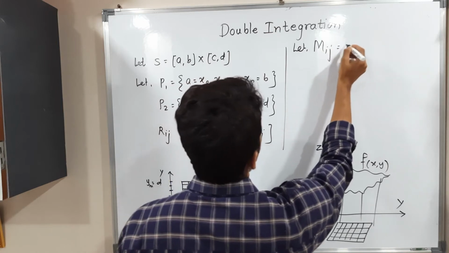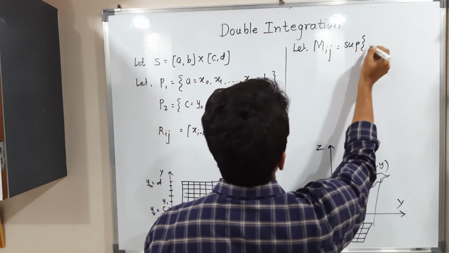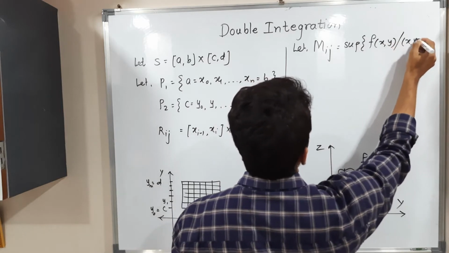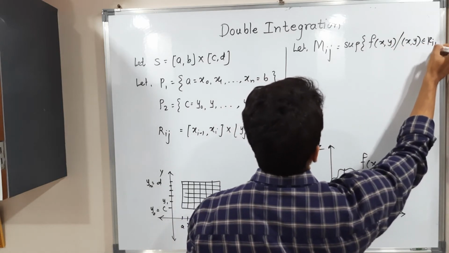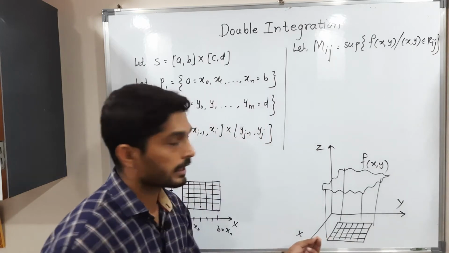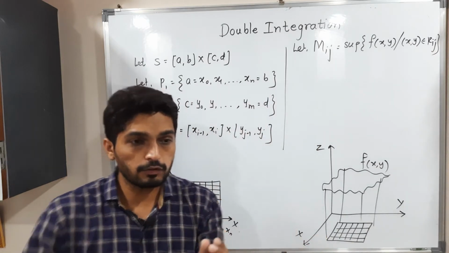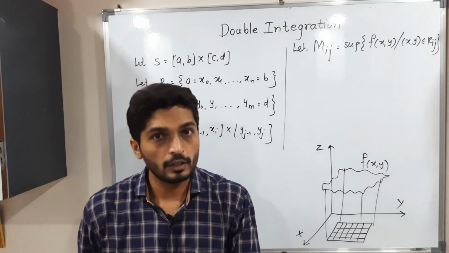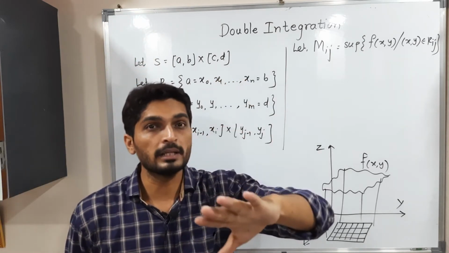Capital Mij, that is the supremum of f(x,y) where (x,y) belongs to Rij. That means for each Rij, for each subrectangle, the function will have a maximum value somewhere, right? So that maximum value will be capital Mij.